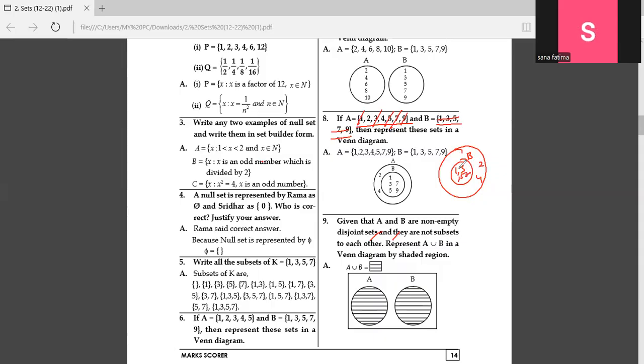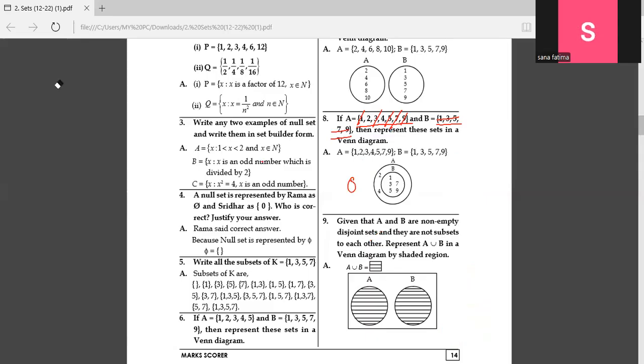So these are the three situations. The first situation was that when there is at least one element common, you have to write like this. When there is no element common, you have to write like this. When all elements are common, then you have to write like this. Okay, three situations of drawing sets in a Venn diagram. Now, let us see the next question.